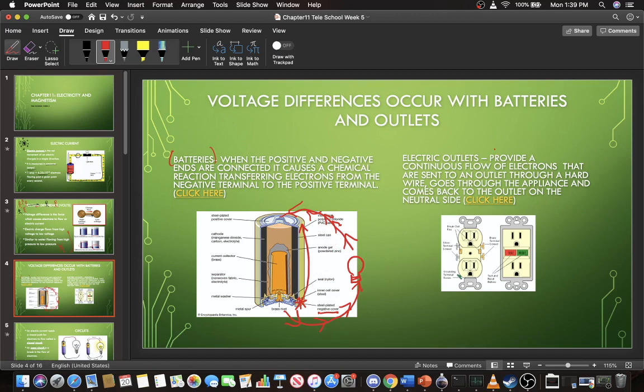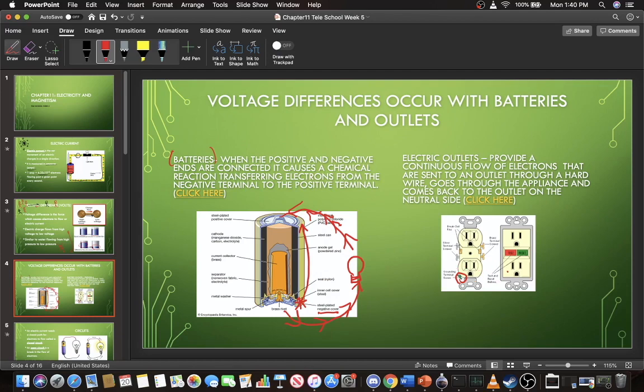So electric outlets, the things that you see inside the walls, provide a continuous flow of electrons that are sent to an outlet through a hard wire, go through the appliance, and come back to the outlet on the neutral side. So let's actually take a look at this, okay? We have a place where it will ground that electricity just in case it gets a buildup of too much, and then you could get electrocuted.